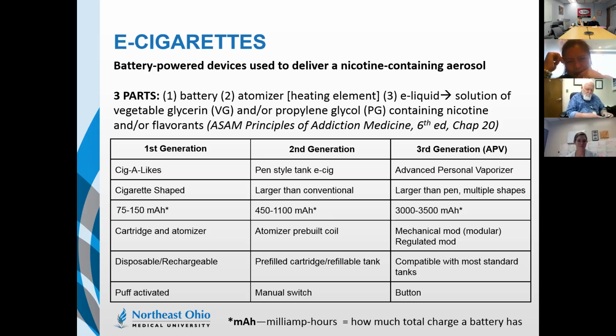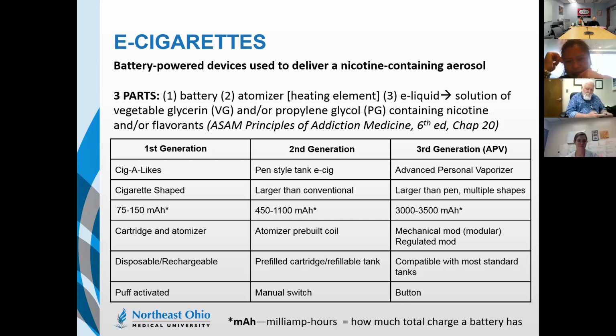The 2nd generation e-cigarette is a pen style tank e-cigarette. It's bigger, it has a bigger charge. It's got a pre-built coil in it, and it has either a pre-filled cartridge, and then once that's empty you can refill it, and there's an actual little on-off switch, so there's a manual switch on it.